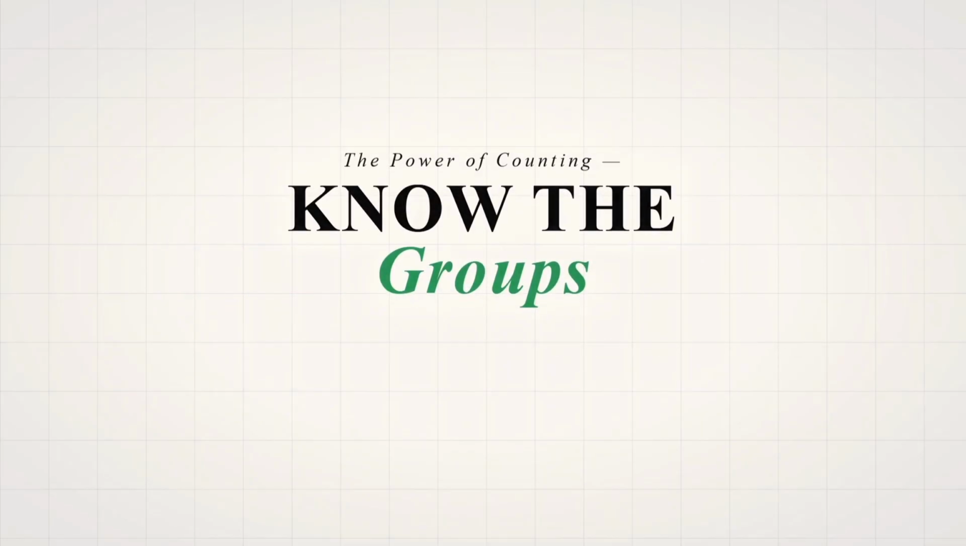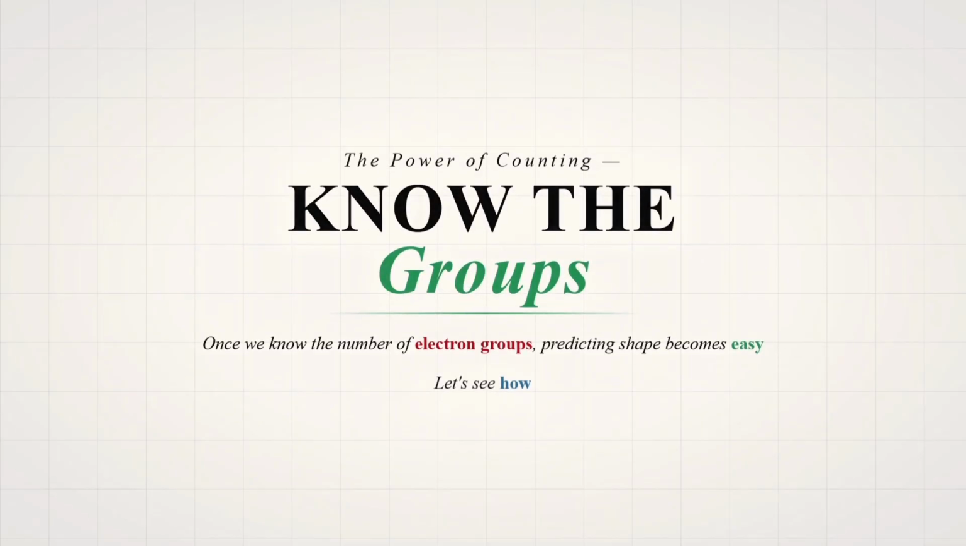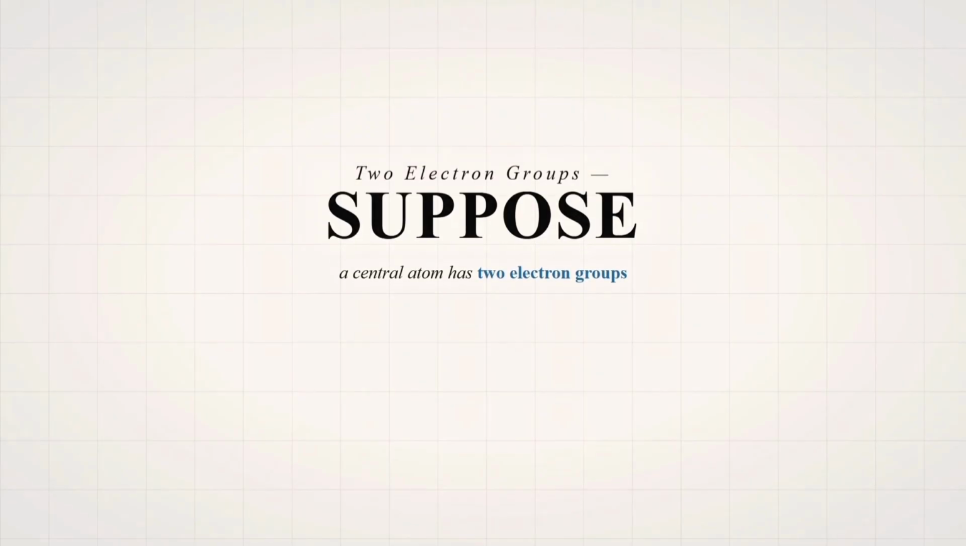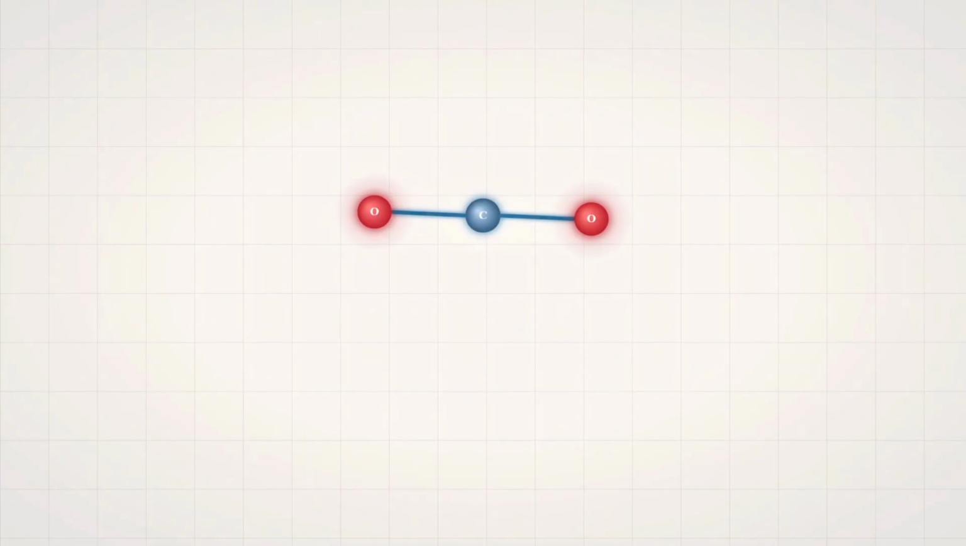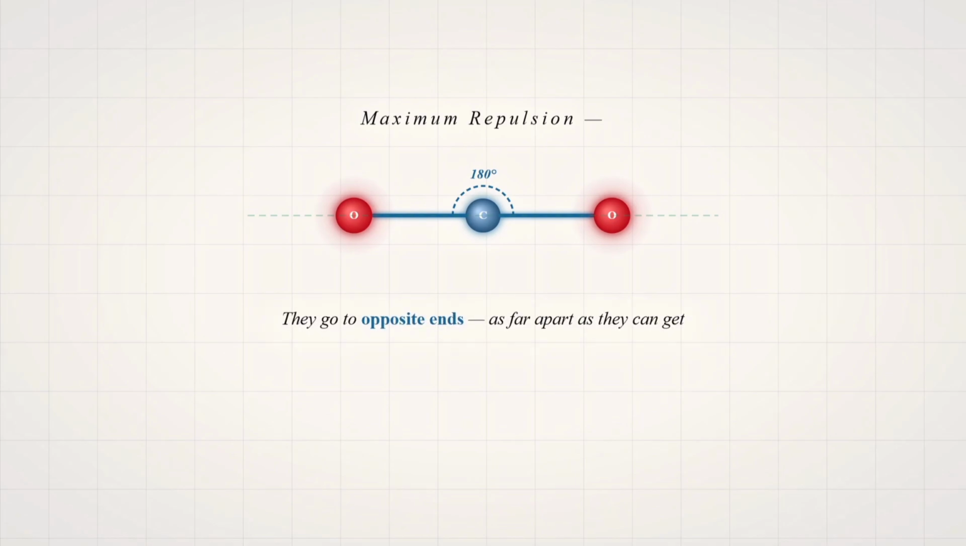Let's see how. Suppose a central atom has 2 electron groups. What happens when 2 negatively charged clouds repel each other with nothing else in the way? They go to opposite ends, as far apart as they can get, 180 degrees. A straight line, which is the linear shape.